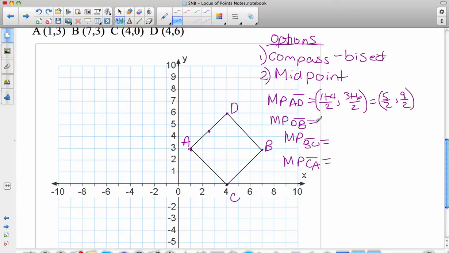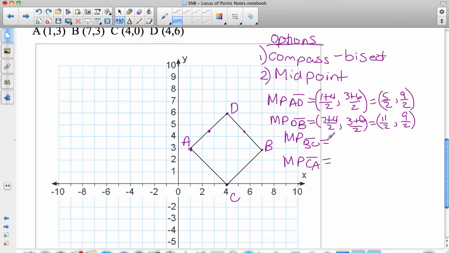We need to do the same thing using the ordered pairs D and B. So we would have (7 plus 4) over 2, comma, (3 plus 6) over 2. Simplifying that, 7 plus 4 is 11 over 2, comma, 9 over 2. So 11 over 2 is 5.5, which would be here, and up 4.5. So 5.5, 4.5, we would have the midpoint about there.